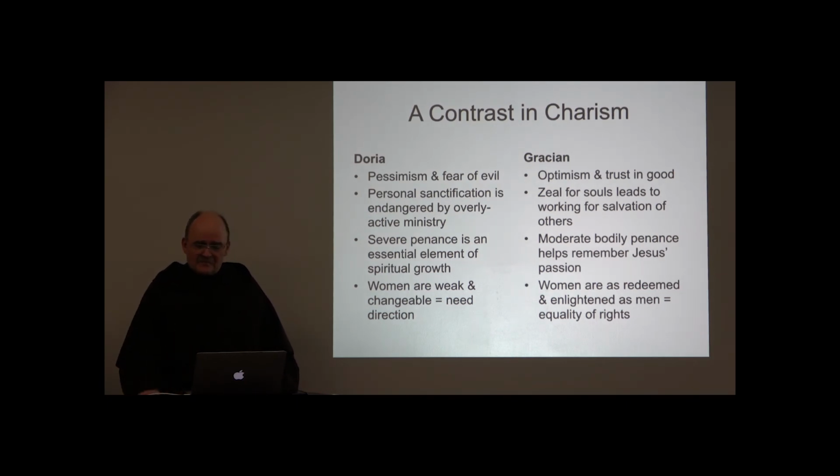Doria was one of the older style religious who had a great deal of pessimism and fear of evil. Gratian reflected Teresa's optimism and a basic trust in the good of well-motivated religious. Doria promoted the idea of personal sanctification that was endangered by a ministry that was overly active. In other words, staying at home in the house and not going out to do ministry in a wider circle was Doria's ideal.